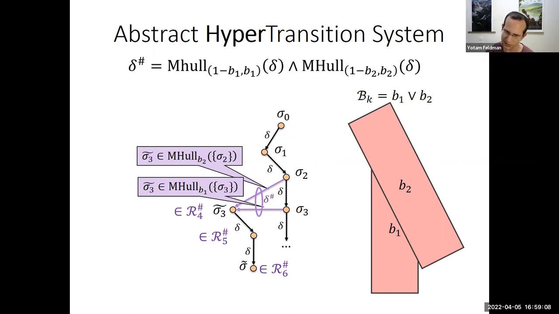And the reason here is that we need to account for the monotone hull with respect to a cube, which lets us move away from that cube. And here we need to know that we can get to the same state by moving away from two different cubes. And in general, that may arise from starting from two different states. So this is why a hypertransition system arises here.